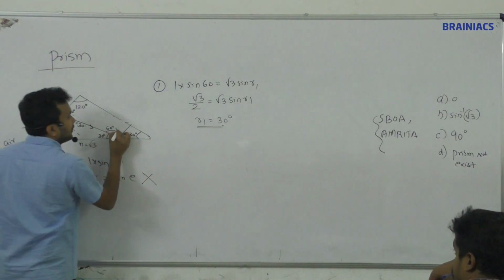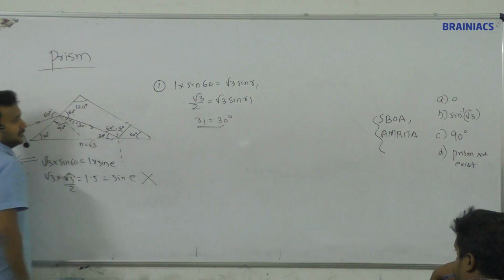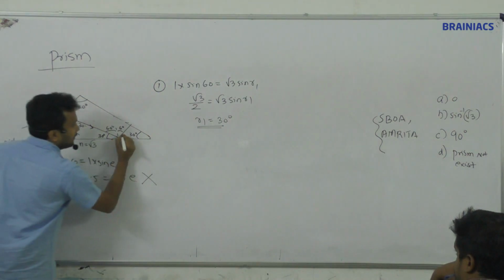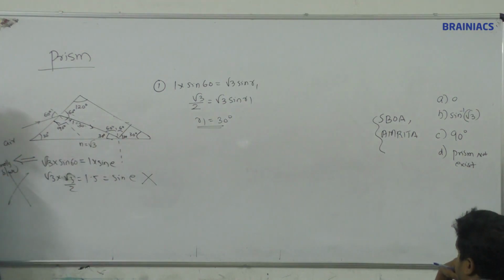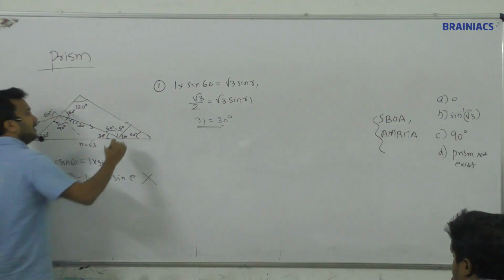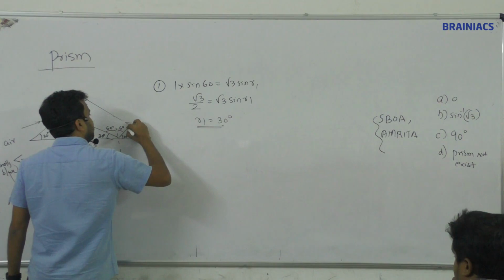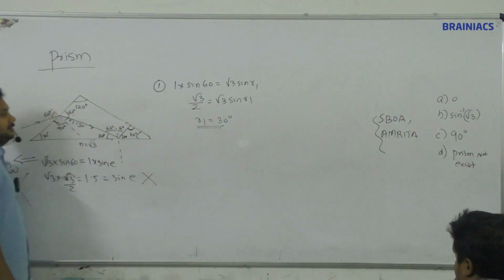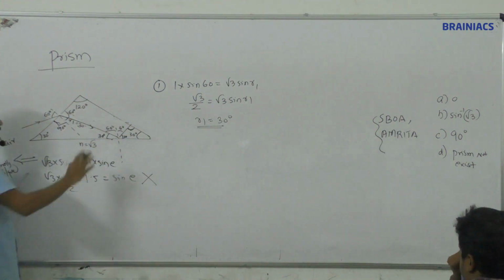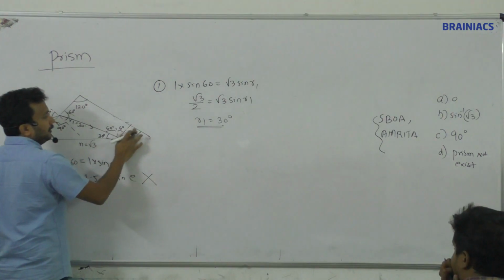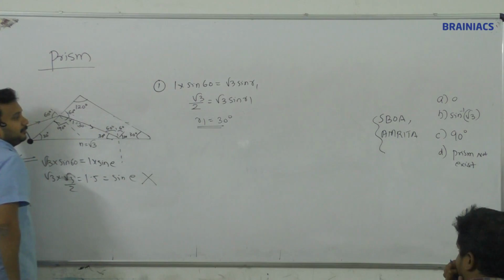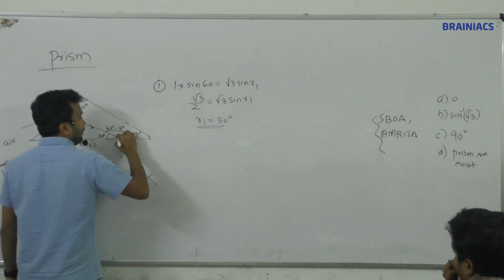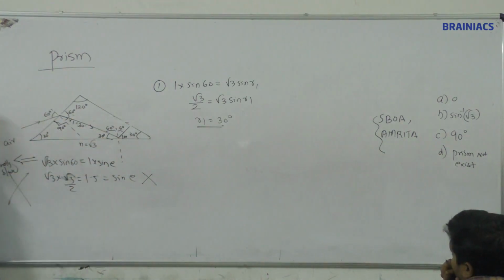What is the angle of reflection now? 60 degree. If this is 60, what is this angle? 30 degree. This 30, 30, how much is it? 60. So what will this angle come? 120. But we'll keep it like this. Now the ray will be getting reflected.